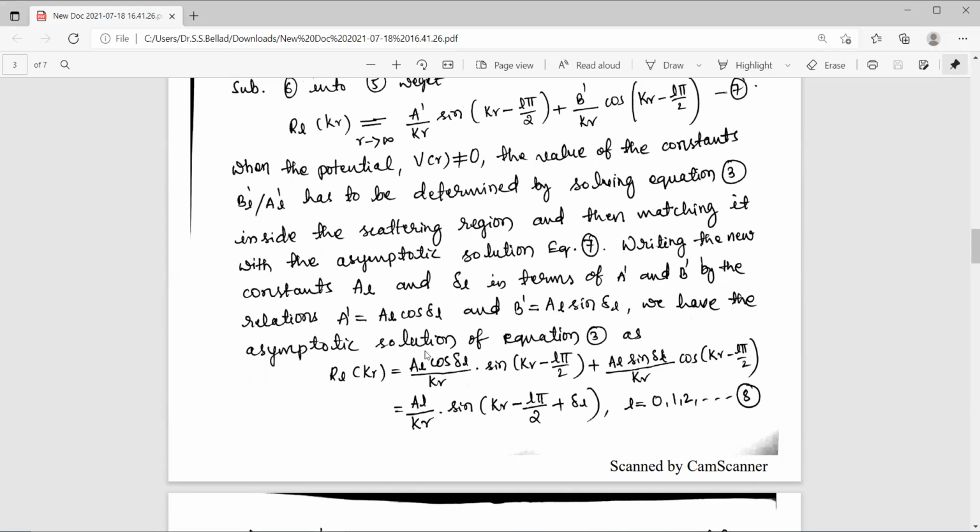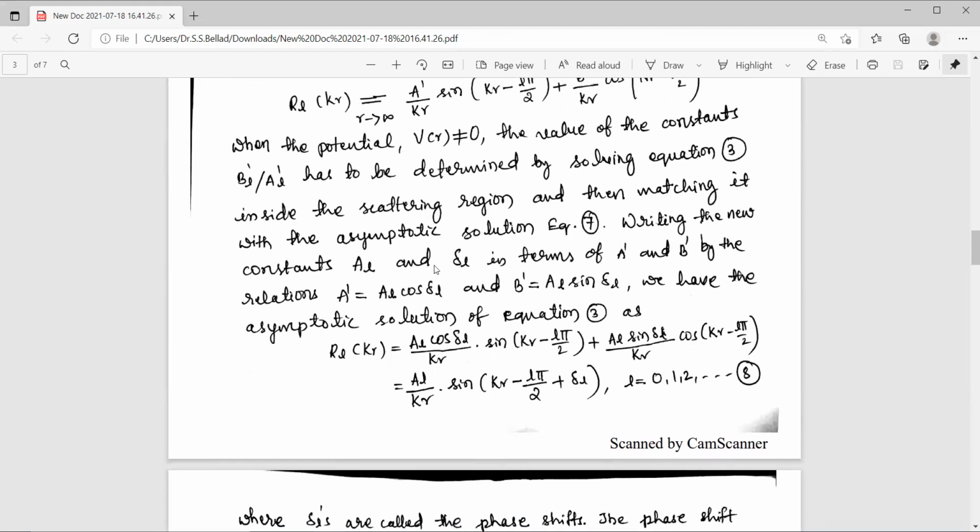So we have to substitute these constants A dash and B dash into the asymptotic solution of equation 3, which is nothing but equation 7. You have to substitute these two new constants into equation 7, and therefore equation 7 becomes like this. R_L of KR is equal to A dash, so in the place of A dash, now I am writing A_L cos delta_L, and this is written as it is.